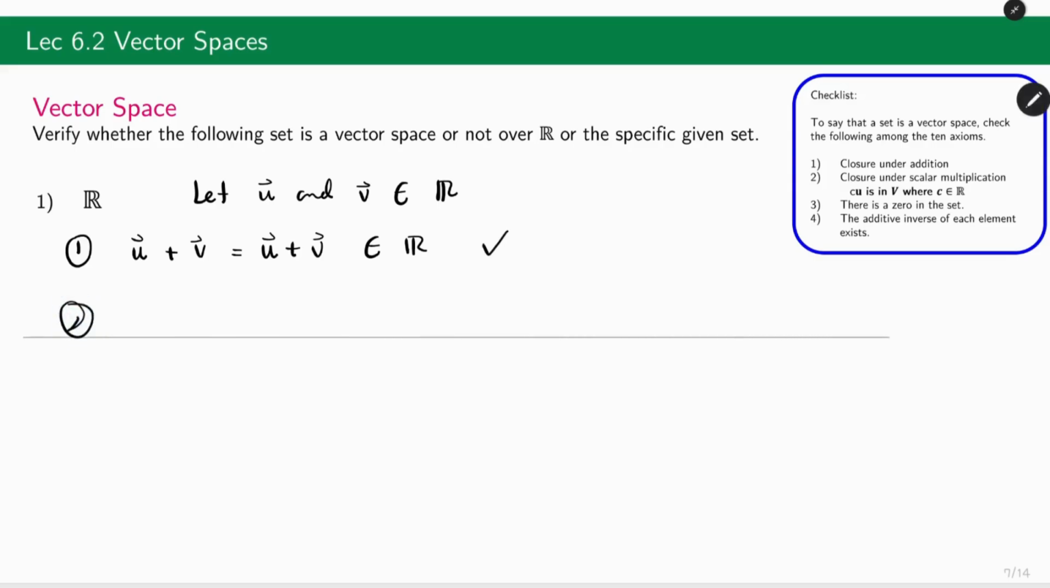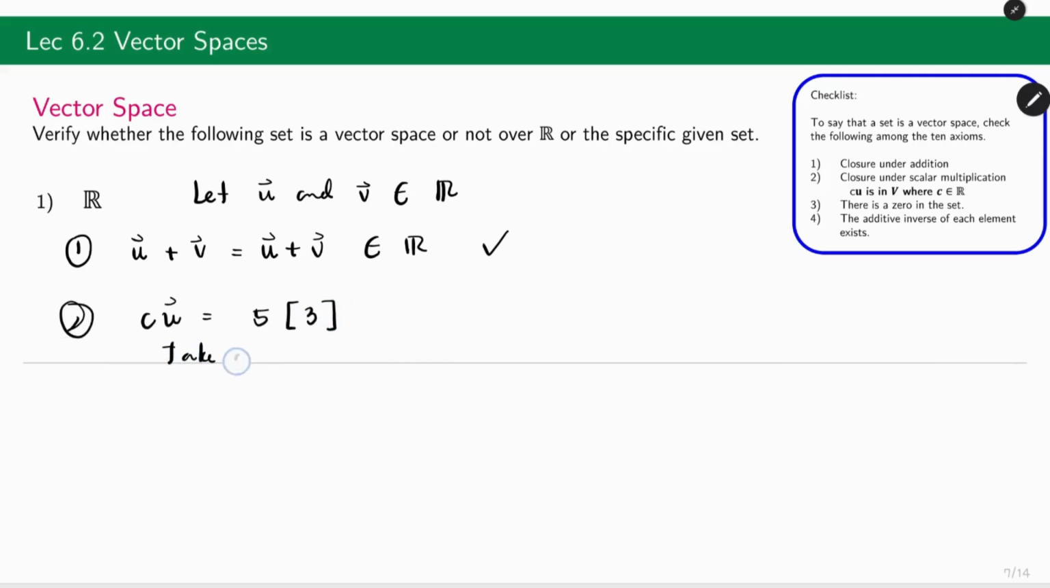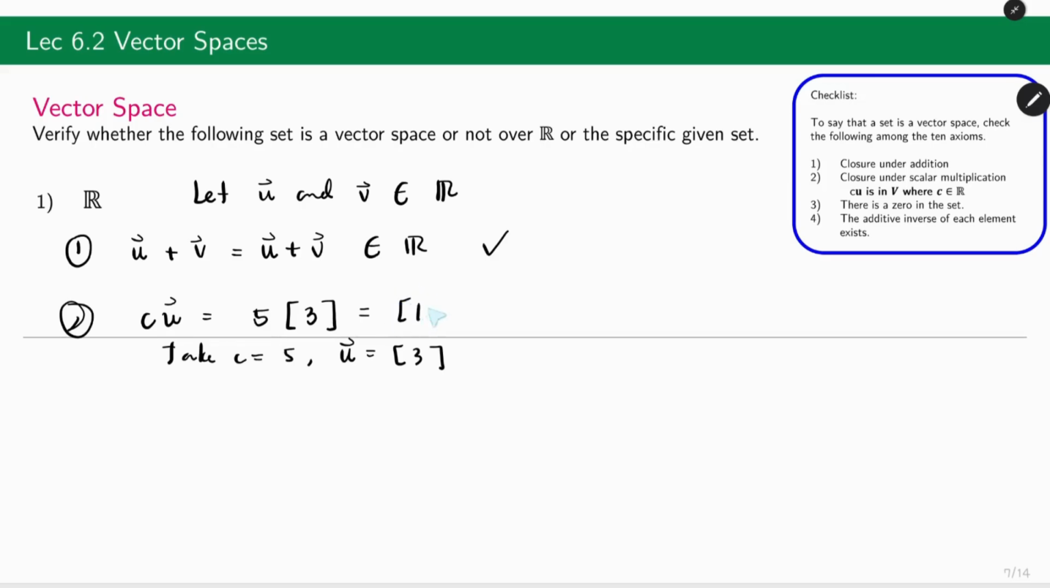Next, closure under scalar multiplication. C times vector U. Suppose that we have here 5 times the vector containing 3. Okay, take C equals 5, vector U equals the vector containing 3. The answer is 15, correct? This is still a real number based on the properties of real numbers as well.